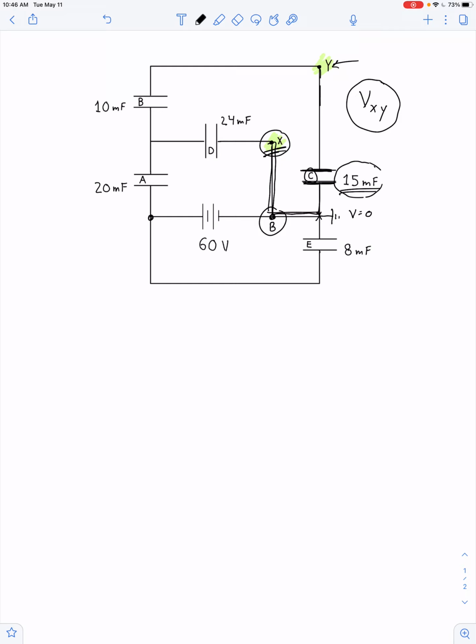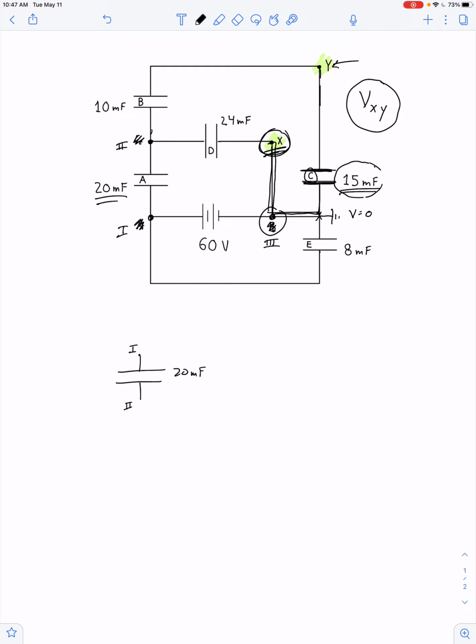I've got these points A and B, and we've already identified an X and a Y. Let me put another point right here, maybe call it C. Actually, A, B, and C aren't convenient because that's the letters I chose to label these capacitors. So change the nomenclature just a little bit. Maybe just call this point 1, point 2, and point 3. So starting at point 1 and going to point 2, we encounter 20 millifarads of capacitance. And that gets us from point 1 to point 2.